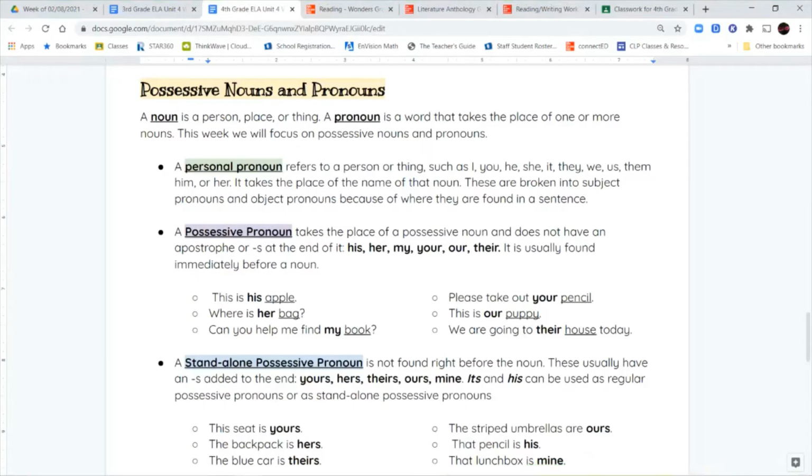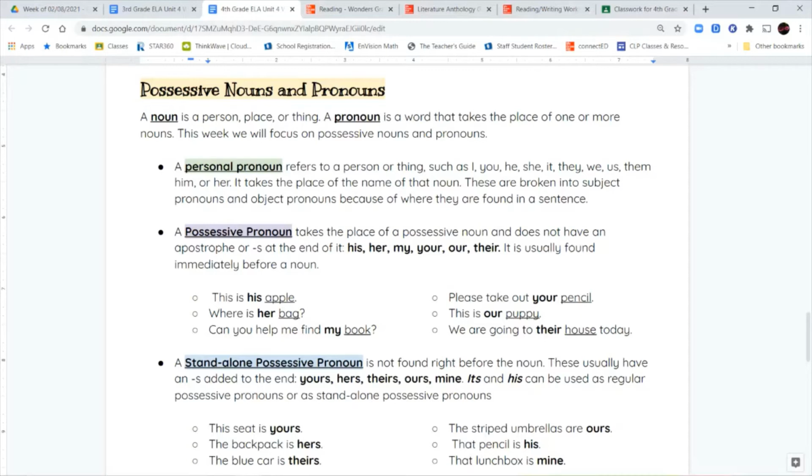A personal pronoun refers to a person, place, or thing such as I, you, he, she, it, they, we, us, them, him, or her. And it takes the place of the name of that noun, right? So instead of saying, we went to Miss Zaina's class, you can say we went to her class.